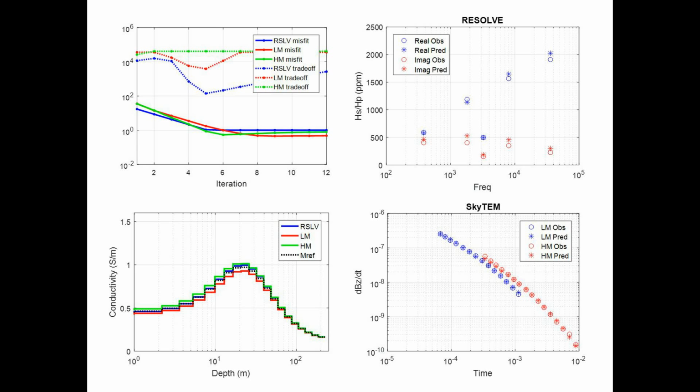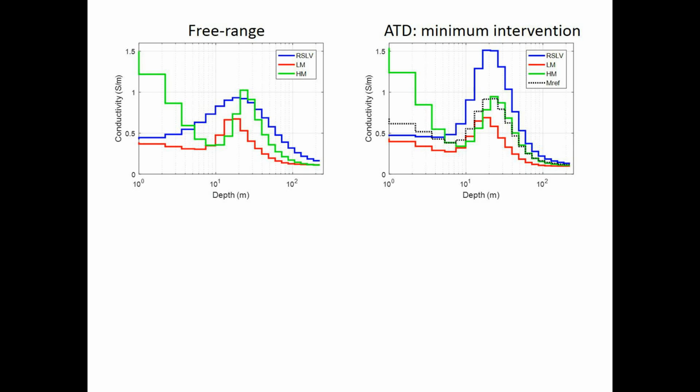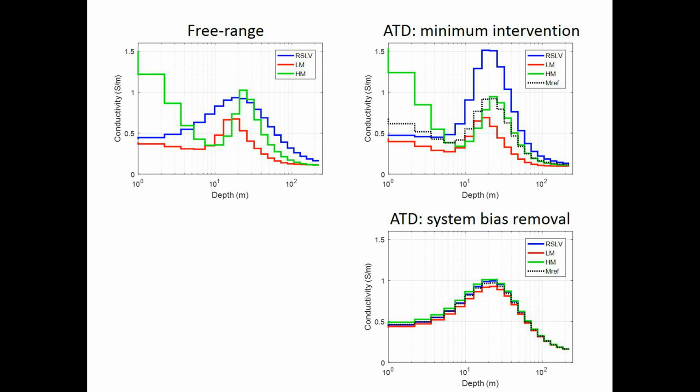Just to summarize what I did for the 3 rounds for the same sounding. Free range, it's just all over the place. ATD inversion with minimum intervention, only removing some outliers: much better. It's a big improvement, but still different. Then we remove some early time channels, which I think are associated with a system bias. They agree perfectly. So this looks great.